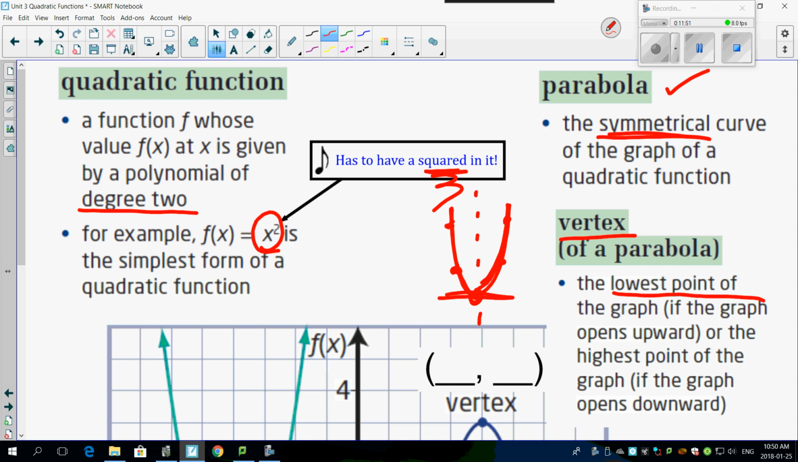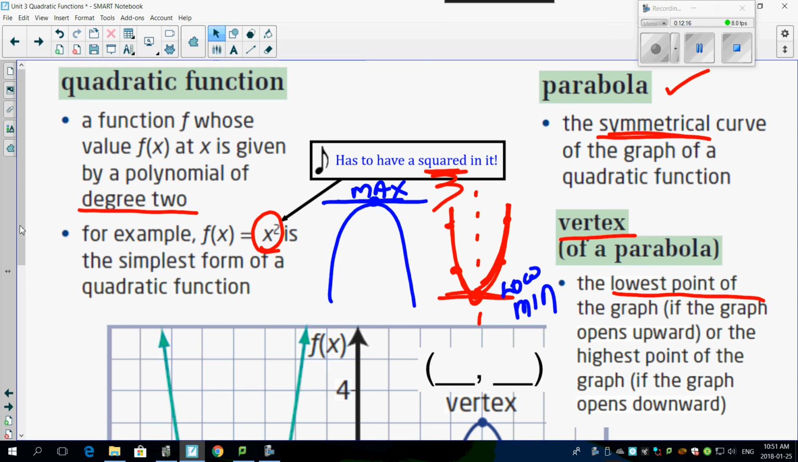But what happens if this guy is flipped the other way? What if it's this? Okay, the cool thing is then that is called a maximum. That's the highest point it can go. So we can have a low here, which we call a minimum, or we can have a high here, which we call a max. Isn't that interesting? So it all depends on which way the parabola is showing.